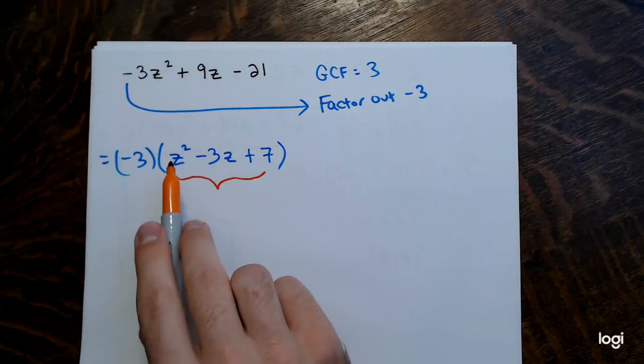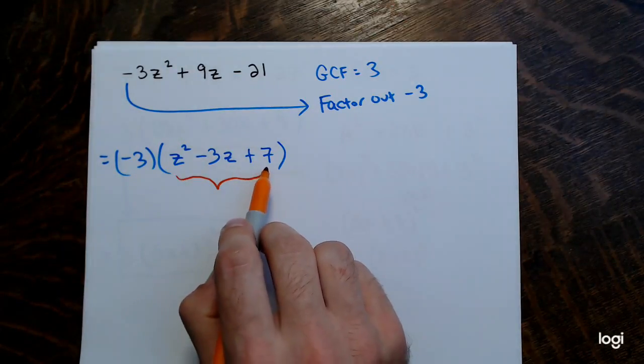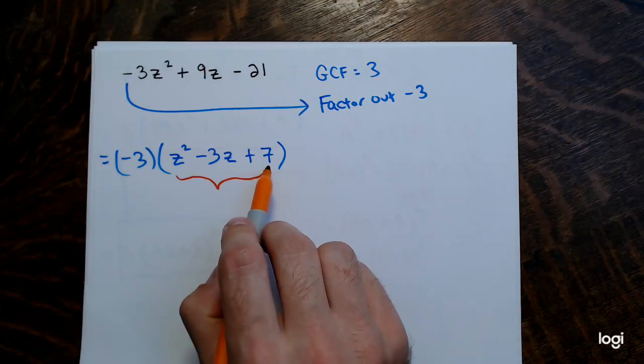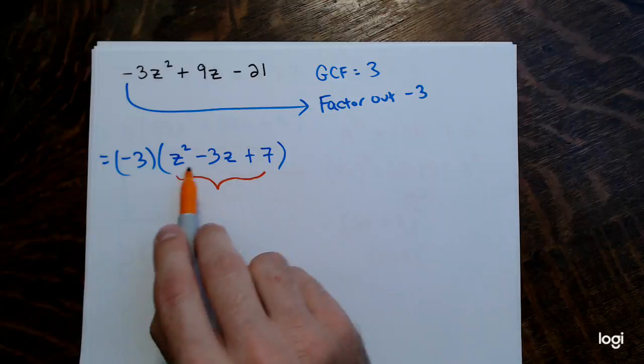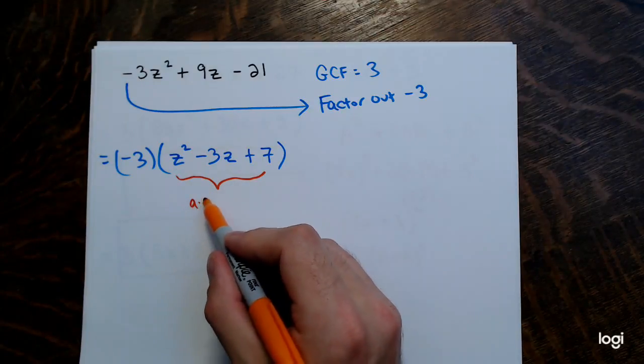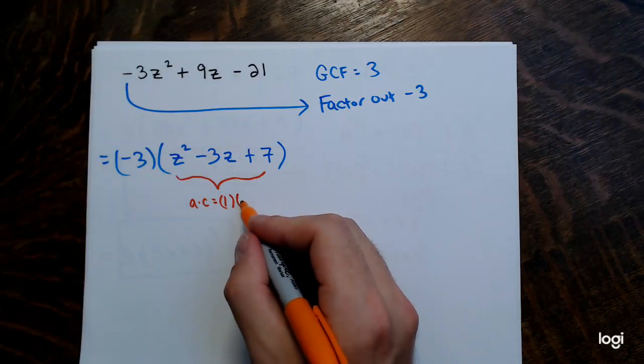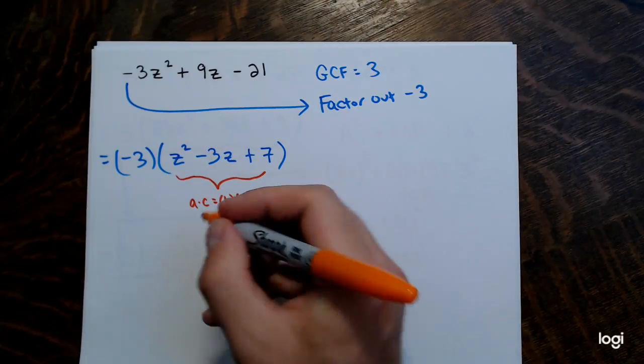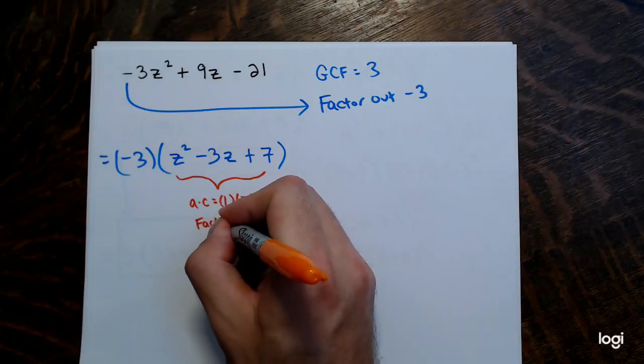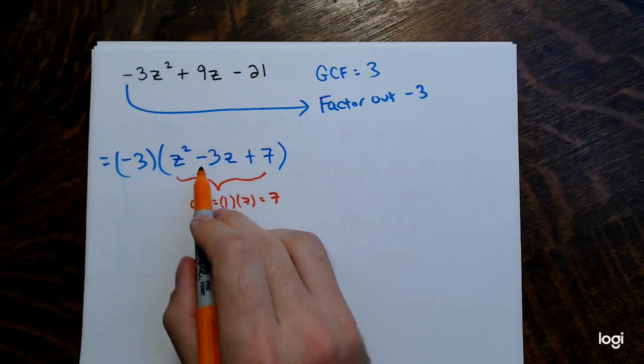So the first one's a square, but the last term is not a nice square, right? 7 is not a nice square. The square root of 7 isn't a whole number. So it's not going to be a perfect square trinomial. So I'm going to do that a times c thing, which is 1 times 7, right? 1z squared plus 7. That's 7. And then can you find any factors of 7 that add up to -3?